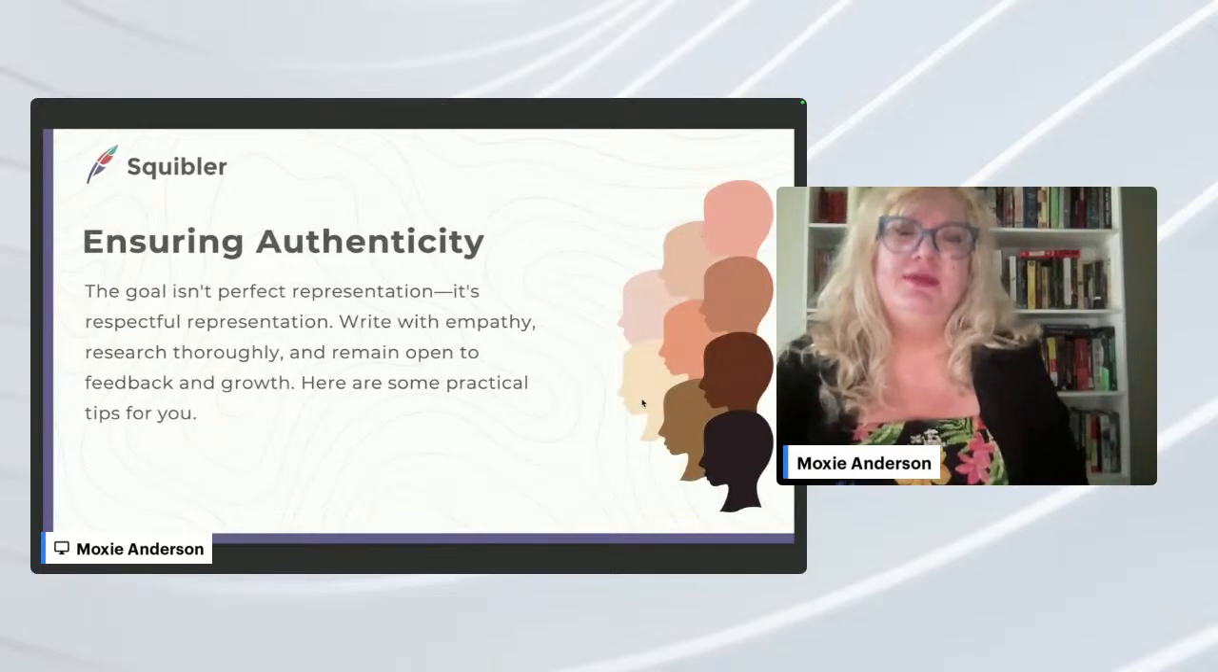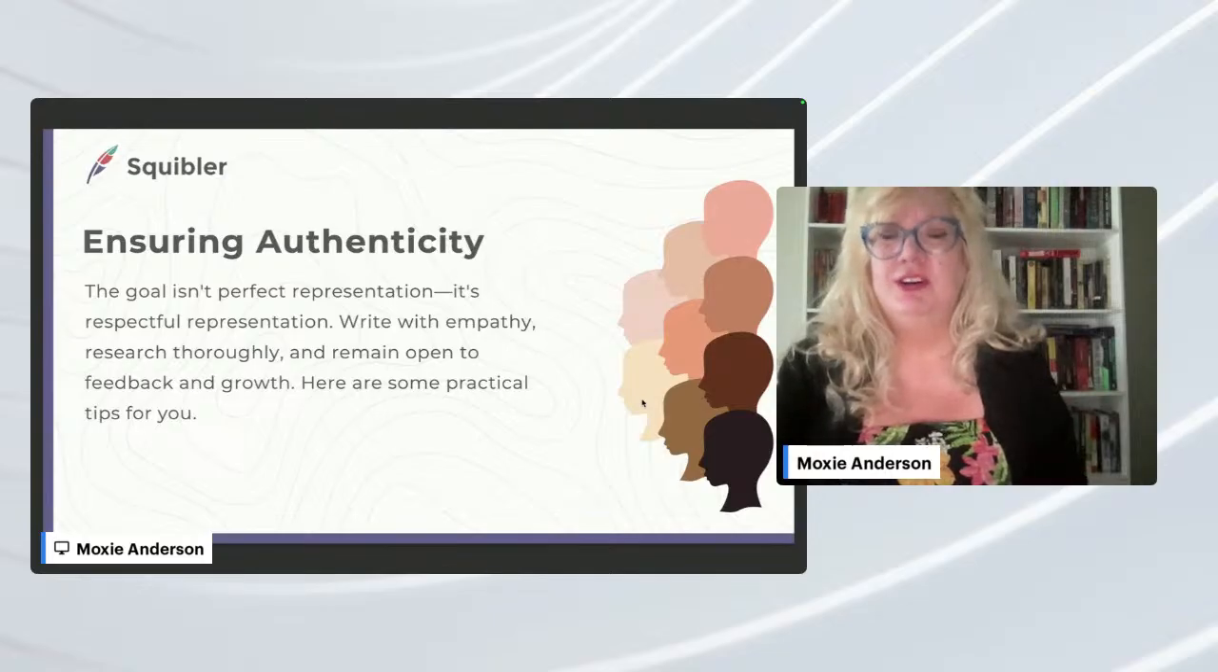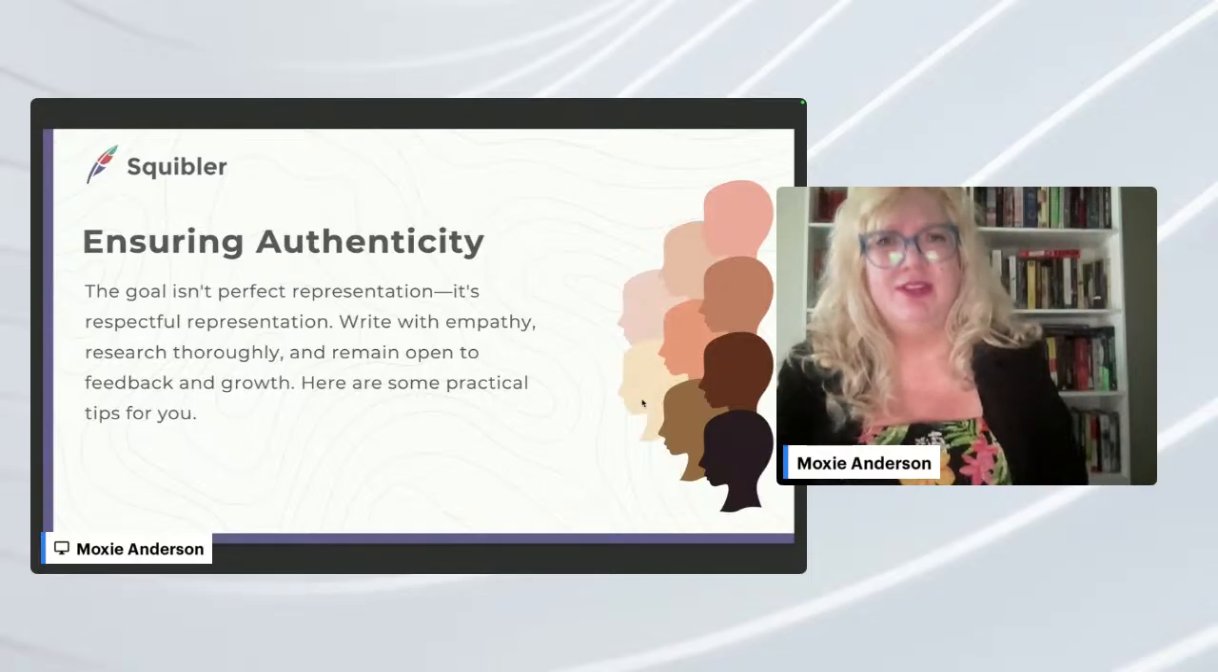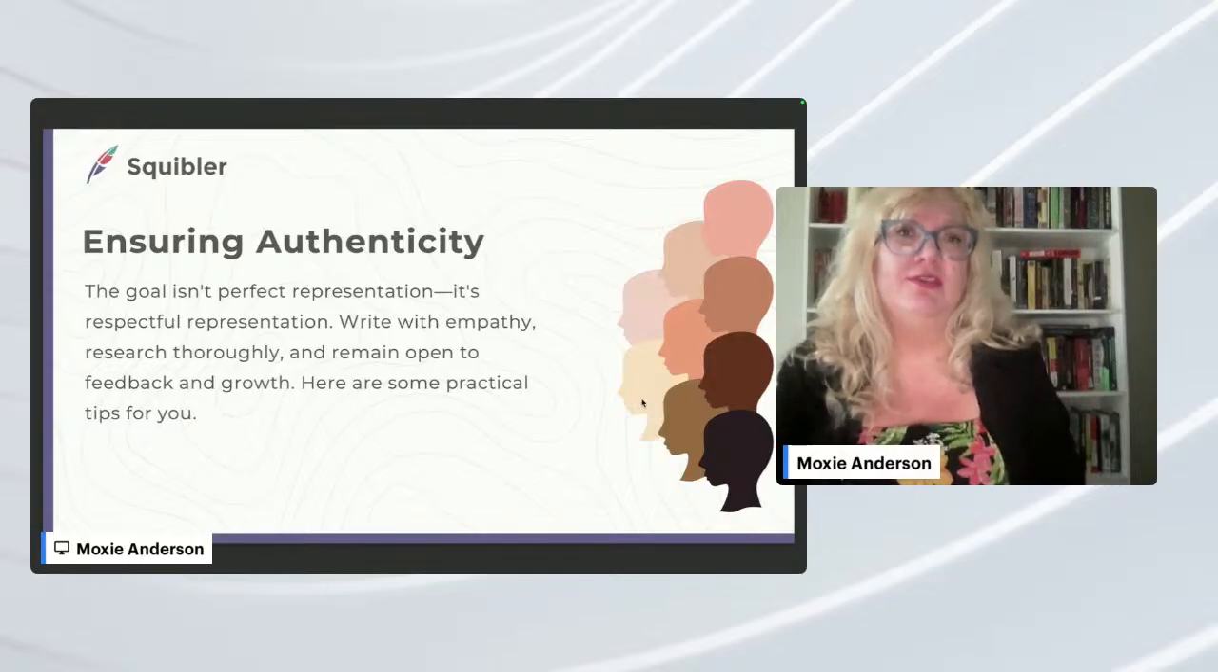So you want to make sure you're aiming for ensuring authenticity as well. The goal is not perfect representation, it's being respectful representation. Write with empathy, research thoroughly, and remain open to feedback and growth.